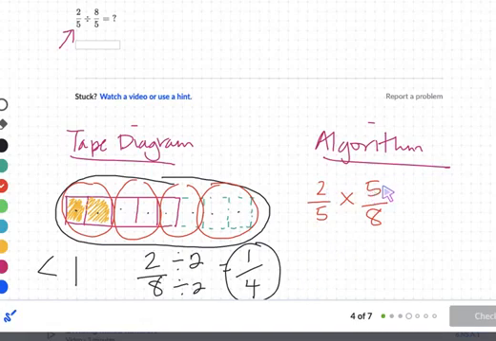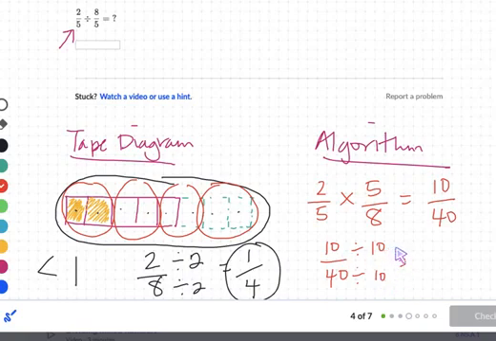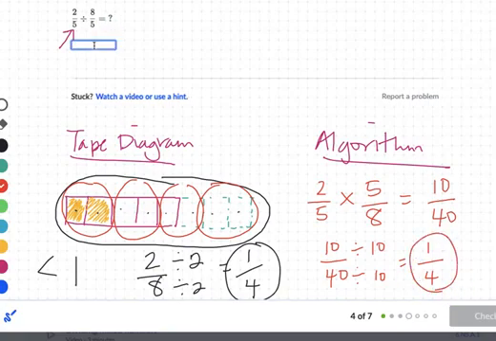So here we would multiply the top and the bottom. 2 times 5 is 10, 5 times 8 is 40. This still needs to be reduced. Both of them had to be reduced, so you're not getting away with that in either one of them. Actually, they both are a multiple of 10, so I can divide by 10. 10 divided by 10 is 1, 40 divided by 10 is 4. And you can always use your calculator for that. So for both methods, I got 1/4.